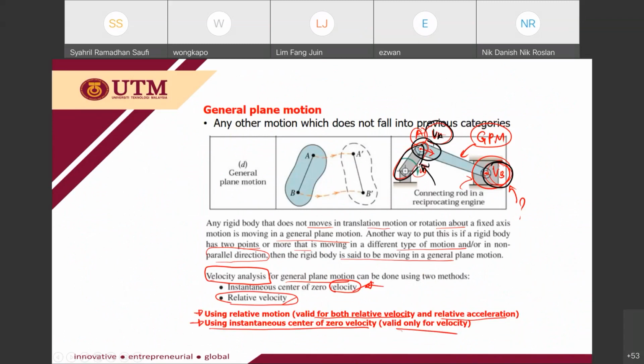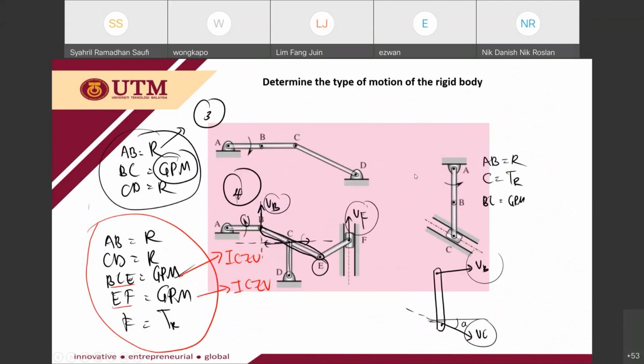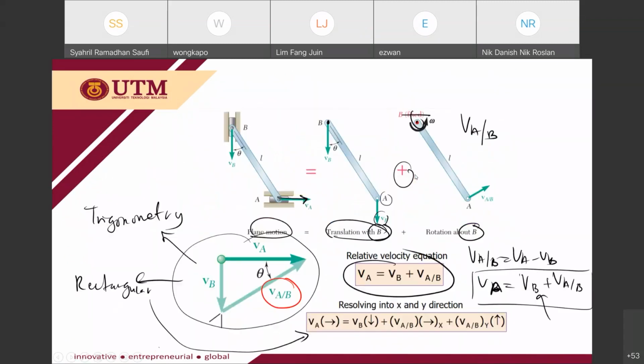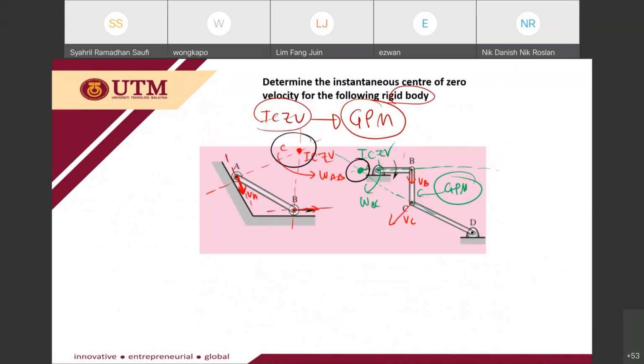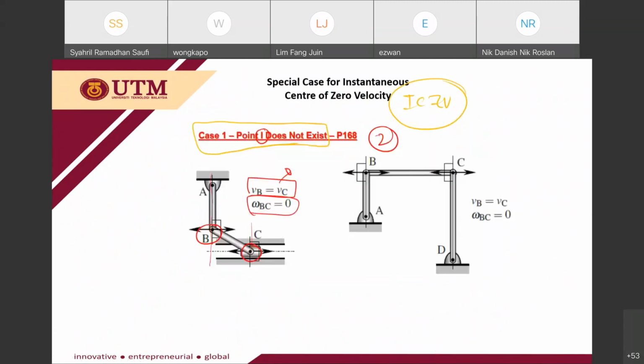But there is a case where you have a different length, and you don't have an instantaneous center of zero velocity for this case. For this case, BC is actually GPM. Okay, but for this instant, pada waktu ini, the velocities are parallel.